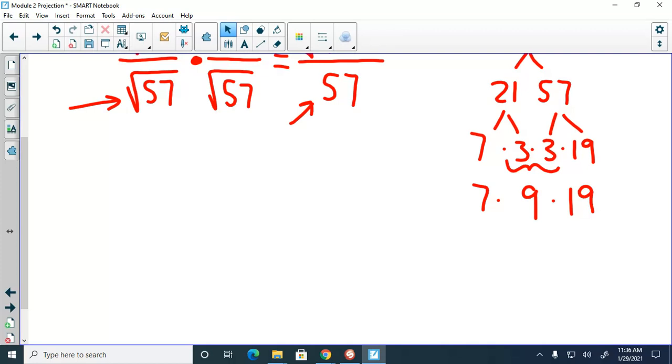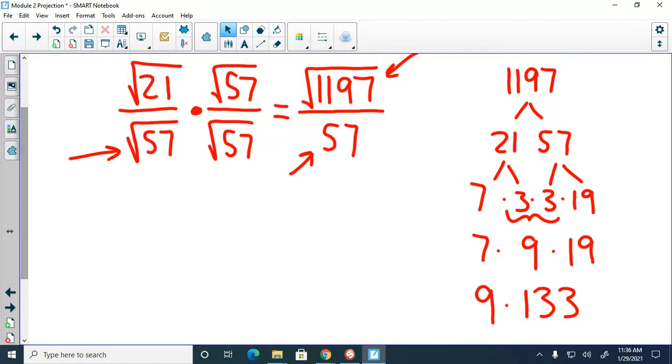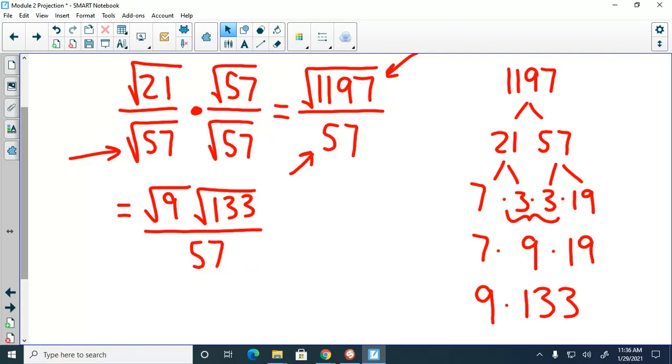So let's just rearrange these a little bit. We'll have the 9 up in the front, and then 7 times 19 is 133. So it turns out that I can break down 1,197 into 9 times 133, and 9 is a perfect square. So what I'll do with my square root up here at the top is I'll just change the way this looks by breaking it up into the square root of 9 times the square root of 133, and of course I still have that all over 57.